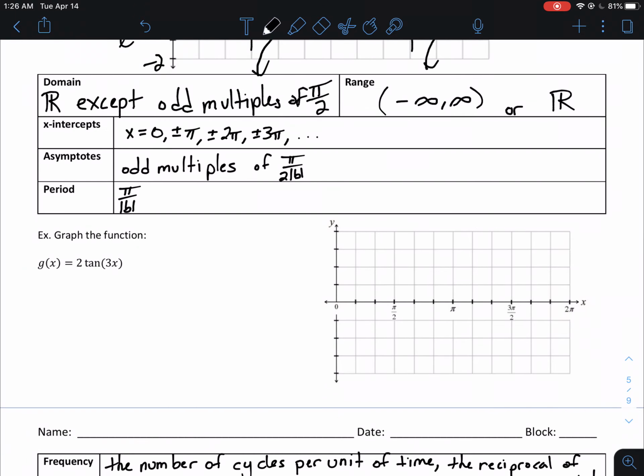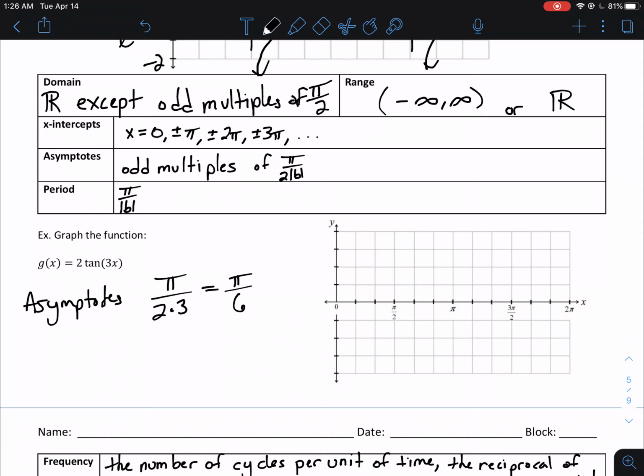g of x equals 2 multiplied by the tangent of 3x. So probably the easiest thing to do first is to figure out where your asymptotes are going to be. We've got that formula for that, which is to take pi and divide by 2 multiplied by our b value. In this case, that was 3. So that tells us that we're going to put asymptotes at every odd multiple of pi over 6.